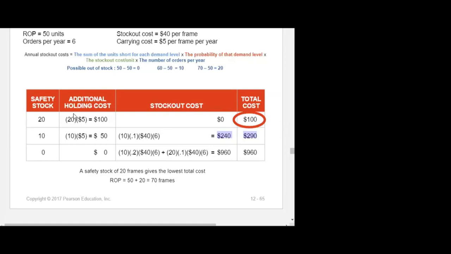for stock out cost. But you have additional 10 items, right? Holding additional 10 items has a higher holding cost. How much? Number of additional items, 10, times holding cost, 5. That's $50. So 240 plus 50, here is a 50, right? Here is 50. Why? Because we don't have any safety stock at all. Here we are at 60 because we have additional 10 items as safety stock. So we are at 60.